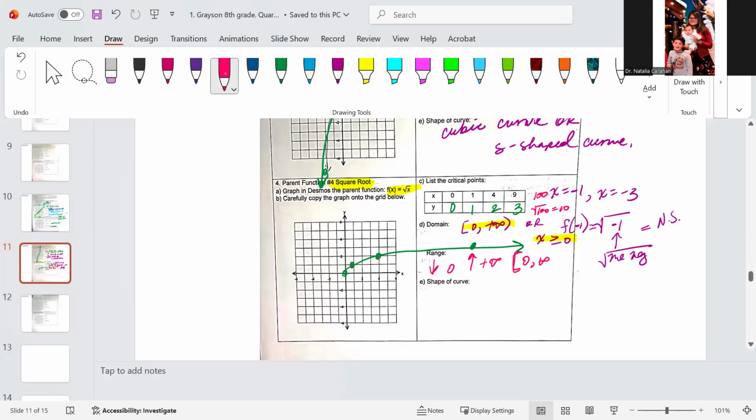Make sure you have the bracket on the 0. Positive infinity has a parenthesis. Or what's another way of writing this? y is greater than or equal to 0. Greater or equal to, do you understand? Yes, it's greater or equal to. It has to be like that. Do you understand?